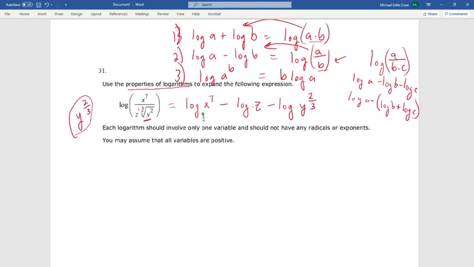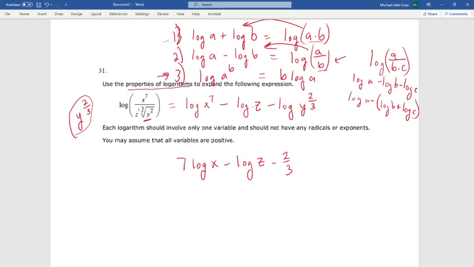We're not done yet though, because to expand the following expression, they want to expand it all the way. You may assume that all variables are positive. Okay, so the 7 comes down in front, so this is 7 log of x. There's a 1 here, so we bring it down in front, which we don't have to write that multiplying by 1, so that one's good. And then the 2/3 comes down in front. So that's logarithm property 3.